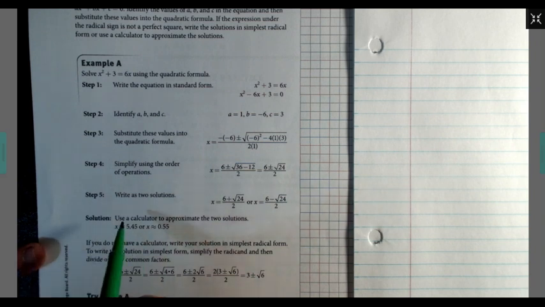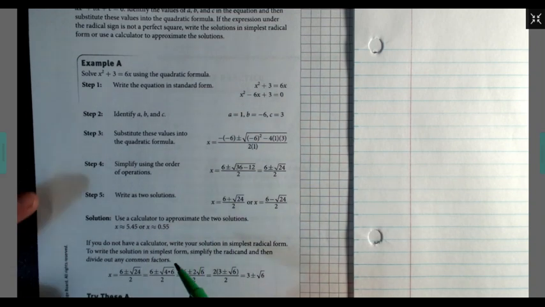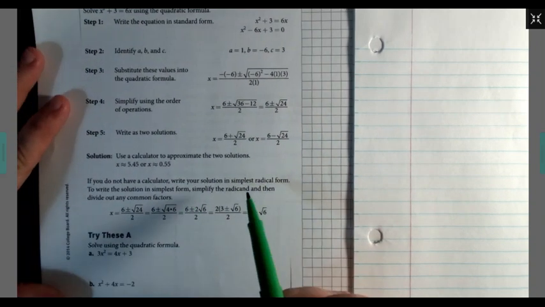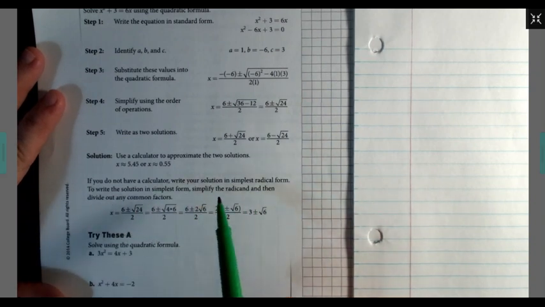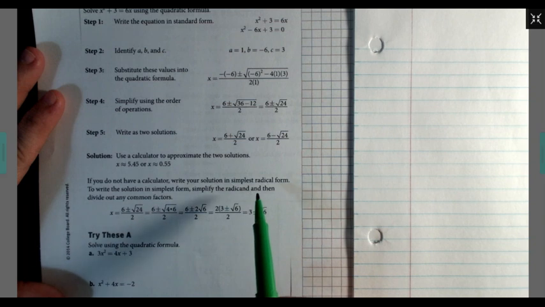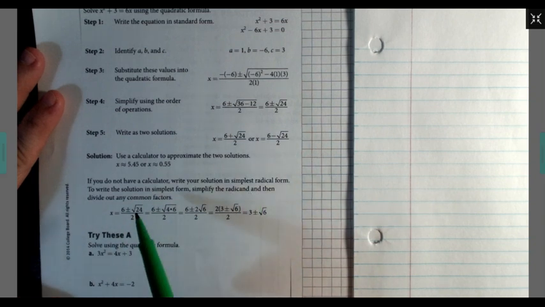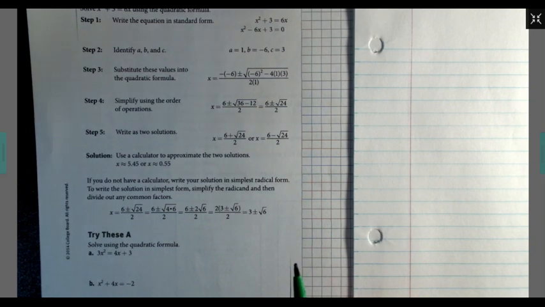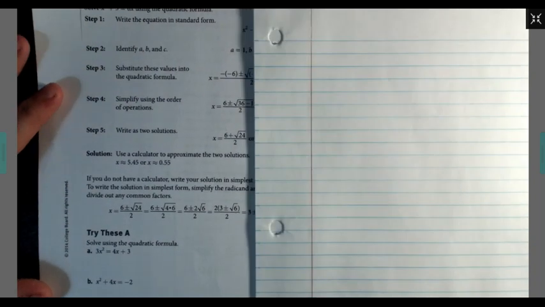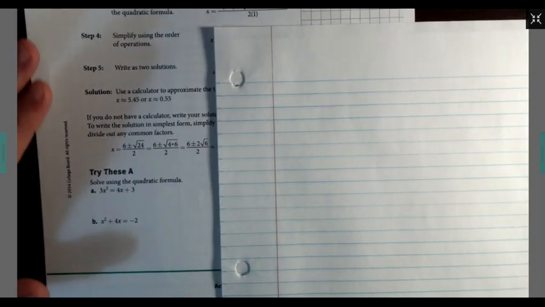The solution is, and then it says use a calculator to approximate the two solutions. If you do not have a calculator, write your solution in simplest radical form. To write the solution in simplest radical form, simplify the radicand and then divide out any common factors. We're going to use our calculator to write down the decimal approximation. Let's go ahead and do these, and I'm going to work these on another piece of paper.